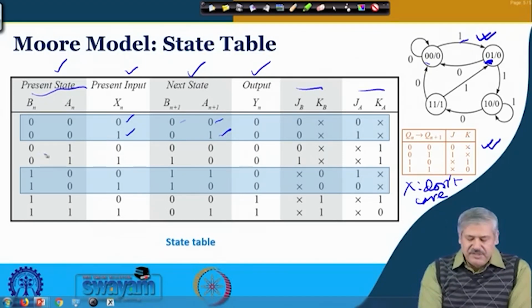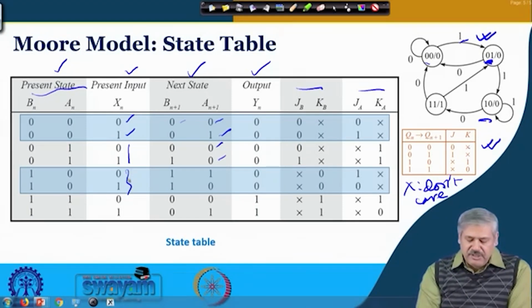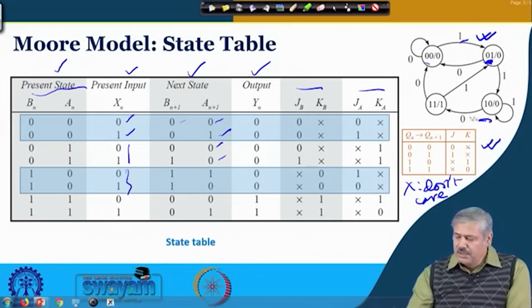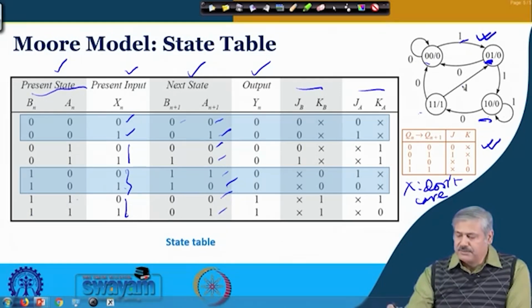Okay. So, if the state is 0 1, then there could be two possibilities, 0 and 1, for the input. From 0 1, with 0 it goes to 0 0, with 1 it goes to 1 0. With 1 0, again two possibilities: with 0 it goes to 1 1, and with 1 it remains at this place, at 1 0. And finally, for 1 1, for 0 it goes to 0 0 and for 1 it goes to 0 1.